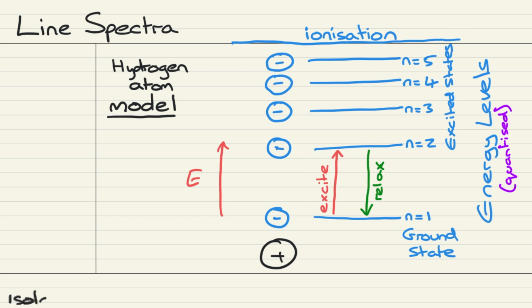An atom, let's say it's an isolated atom, has energy levels. And electrons can only exist at those energy levels. If electrons gain energy, they can move to higher levels, and if they lose energy, they can move to lower levels.